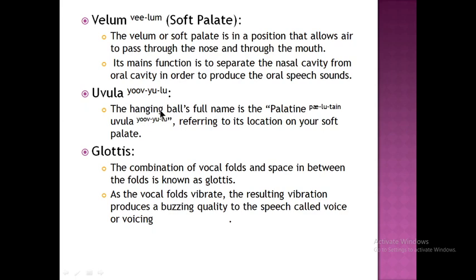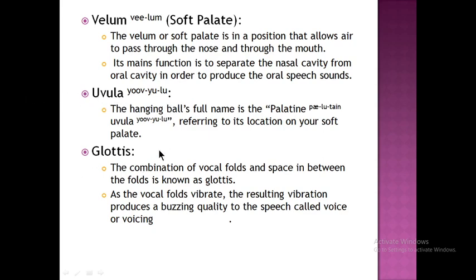Okay. Next one is uvula. What this uvula is, actually this is a hanging ball which you see when you open your mouth. So the hanging ball's full name is palatine uvula. That is the hanging ball which you see in your mouth, referring to its location on the soft palate. It is placed on the soft palate to move. That is uvula. This too is very much important to produce the sounds.